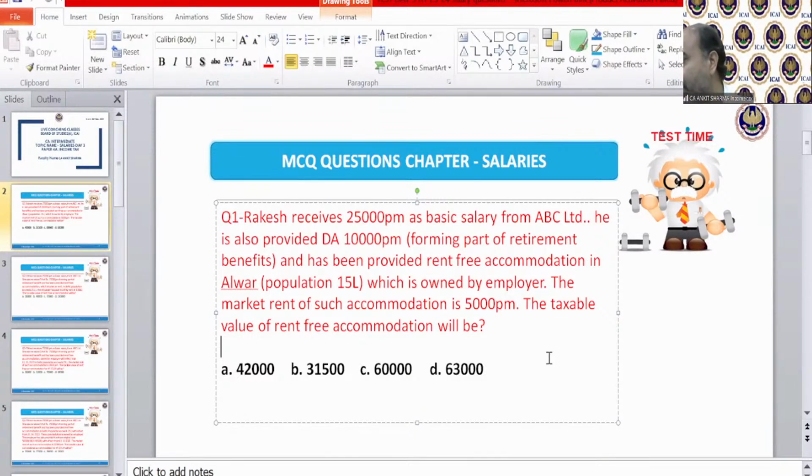So answers are starting to come. Jyoti is saying the correct answer is A. Very good, Jyoti. High five from Wi-Fi. Alok is saying A. The correct answer is, of course, A.